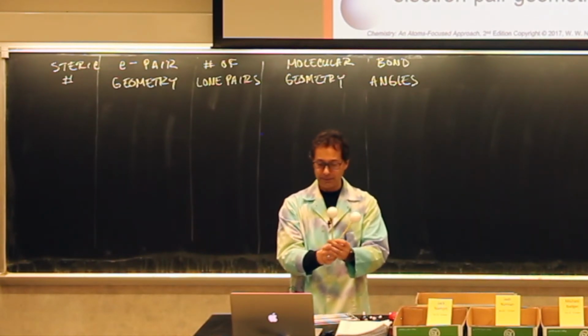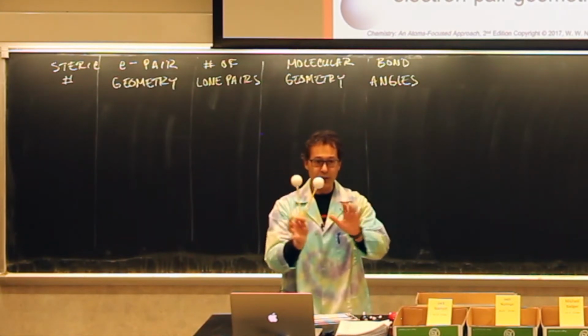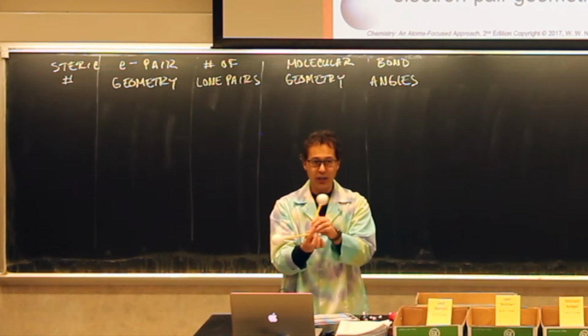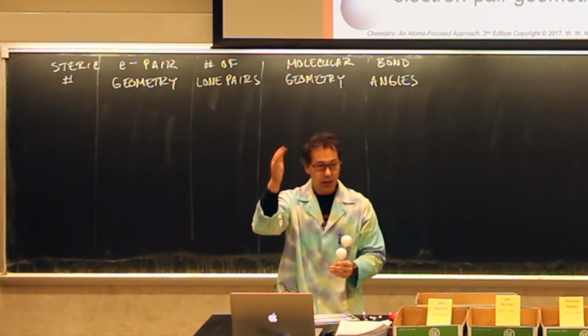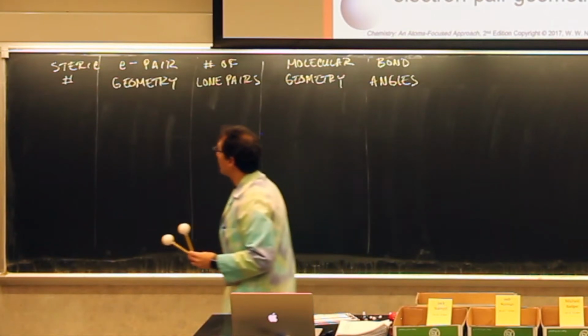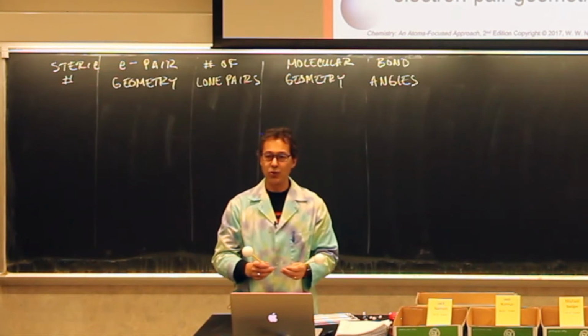And never again. Now, what we're going to do is we're going to use these models so that way we can see three-dimensional attachments of things. Now, I need to explain a few terms. Now, steric number is the number of things attached to a central atom.